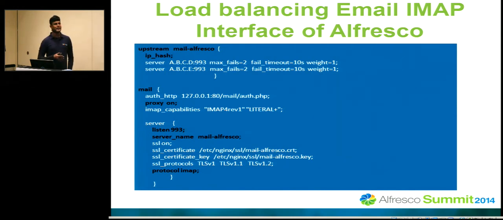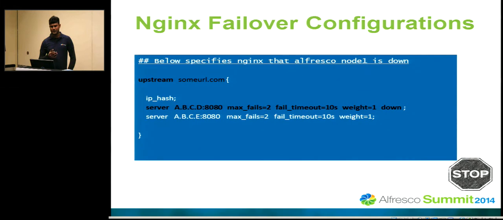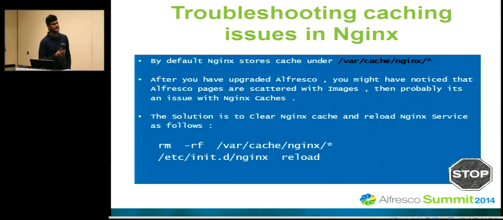This is the Nginx failover configuration. You just have to put down, let's say server node 1 is under maintenance. What you can do is notify Nginx that it is down and reload the Nginx service.